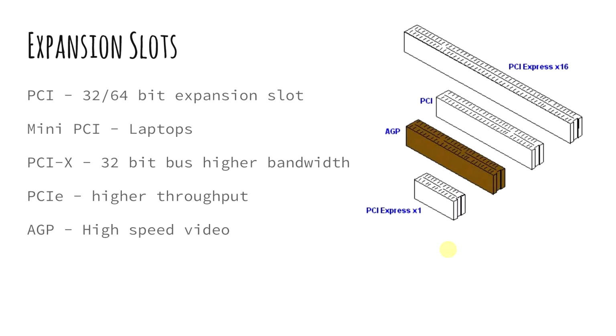You have the PCI-X, which is 32-bit with a slightly higher bandwidth than the PCI. You don't really find those a whole lot anymore, maybe in some special motherboards, but for the most part you're just going to find the PCI and PCI Express. The PCI Express is the one at the top, the x16, and it has very high throughput. That's what you're going to use for your graphics cards. The AGP is the old high-speed video slot you used to find in motherboards, but now all you're going to find is the PCI and PCI Express.